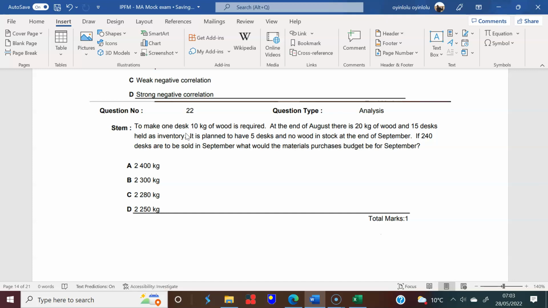Right, next, it says here that you are making these desks. So what we have to do is first ask ourselves how many desks we need to make, because that's the first point. It's all about production, isn't it? I'm starting off with 15 desks. I need to make a certain number of desks. Then I'm going to release, we're going to sell 240 desks, and I want to have 5 desks left.